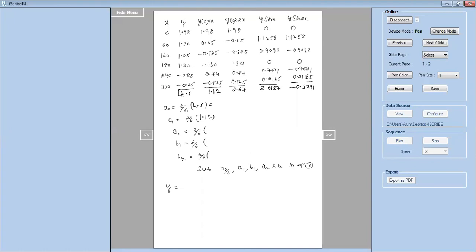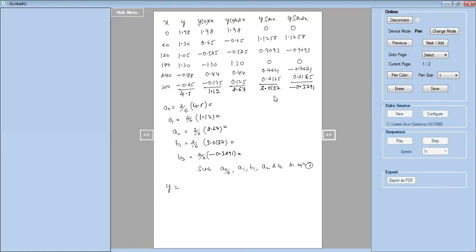Substitute all these things here. Summation y is 4.5. For A1, y cos x is 1.12. For A2, let me substitute this, it is 2.67. For B1, it is 2 by n into summation y sin x, which is 3.0137. Then B2 is summation y sin 2x, which is minus 0.3291. So simplify these things, and you get the values of A0, A1, A2, B1, B2.